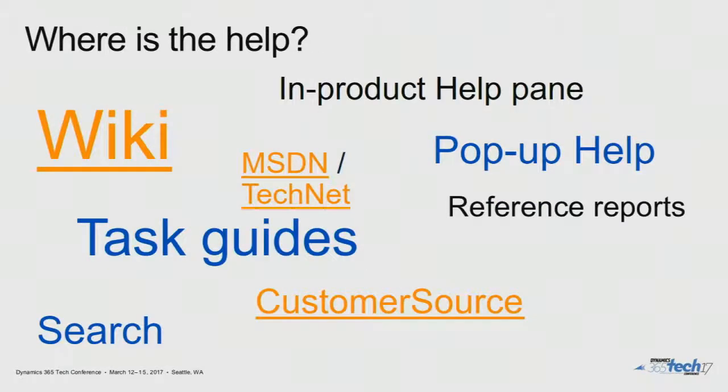So where is the help? Well, inside the product, in operations, there's a help pane, just like there was in AX 2012. There's also pop-up help or field help. We have reference reports. We have task guides, which are interactive help. And then outside, we've got the wiki. We've got customer source. That's where our white papers are now hosted. And that's where you can get to the training from. And of course, there's search from any of your favorite search engines.